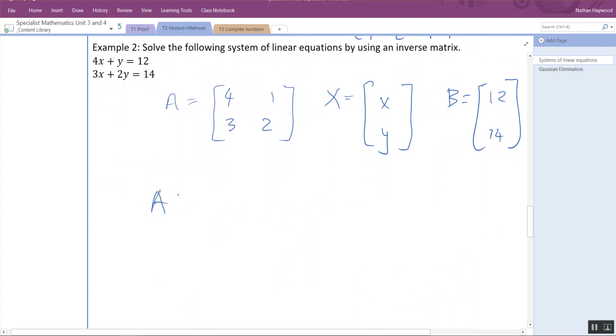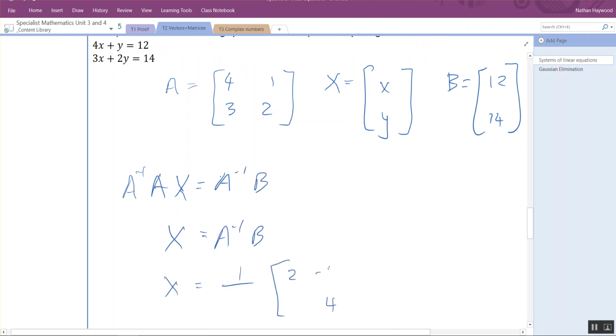Alright, so we have AX equals B. How do we solve for X? So you need to convert it to the inverse. So you may remember the determinant is AD minus BC.